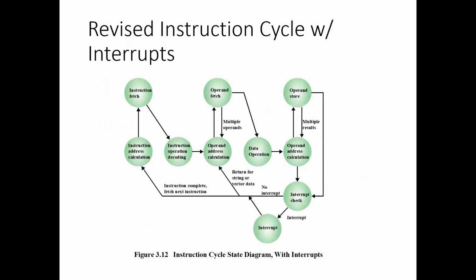So here's our revised instruction cycle with interrupts. We do the address calculation, instruction fetch, decoding, get the operands, perform the data operations, and do the storage. And at the end of that, we do an interrupt check. And if there is an interrupt, then we deal with that interrupt. Otherwise, we go back to the instruction address calculations.